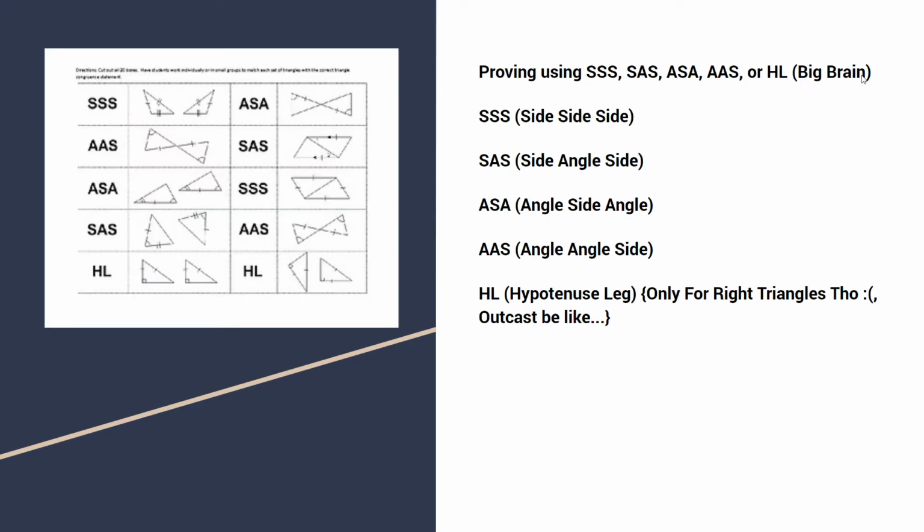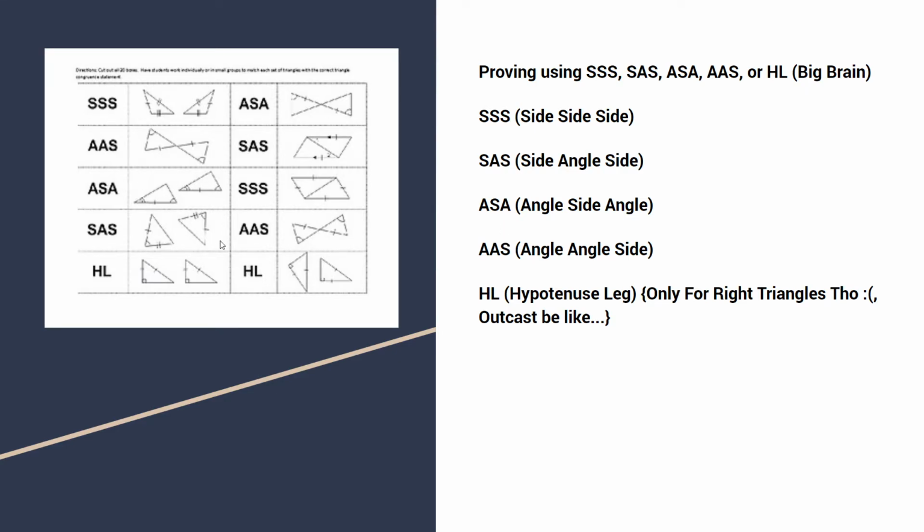But if we want to get big brain floor gang mode, these are what we're going to need: proving using SSS, SAS, ASA, AAS, or HL. S stands for side, A stands for angle. So side, side, side; side, angle, side; angle, side, angle; angle, angle, side. These are what they look like if you don't know them.